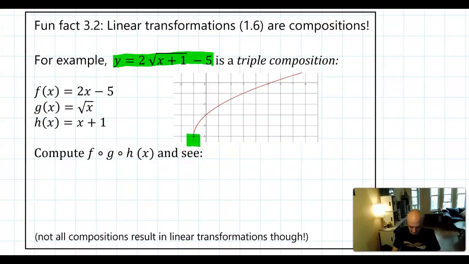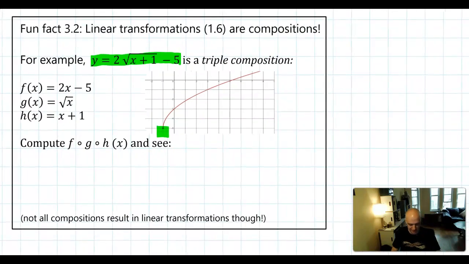You could actually think about this as a triple composition of three functions. I've broken this out for you. F of x could be 2x minus 5, g of x could be the square root of x, and h of x could be x plus 1. I want to challenge you to just compute f composed with g composed with h of x and see what you get. If you want to do it on your own, pause the video now. If not, I'll work it out just now.